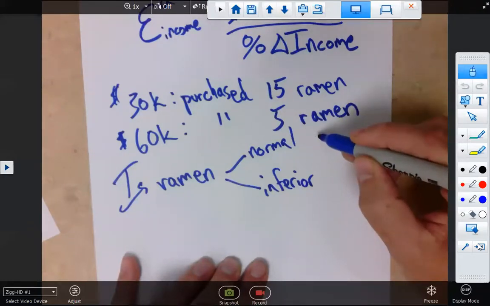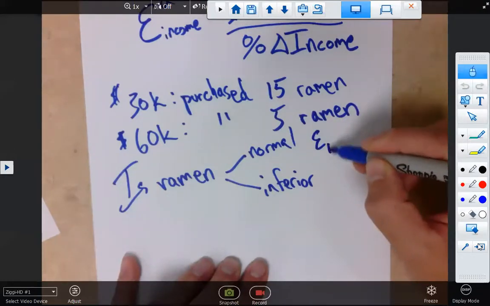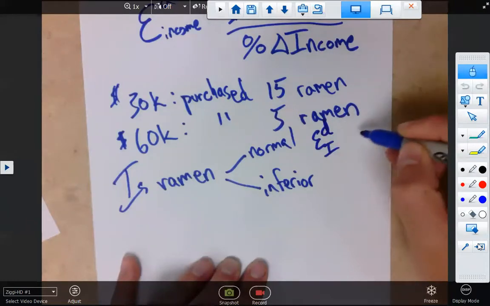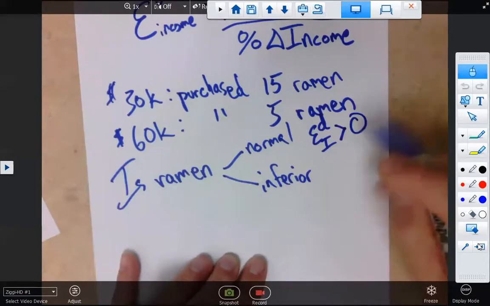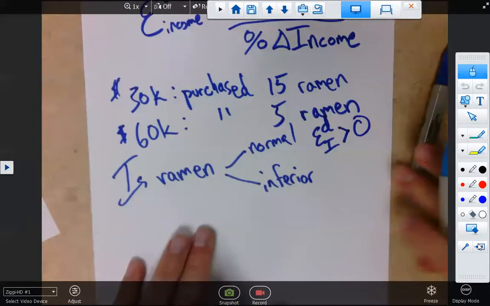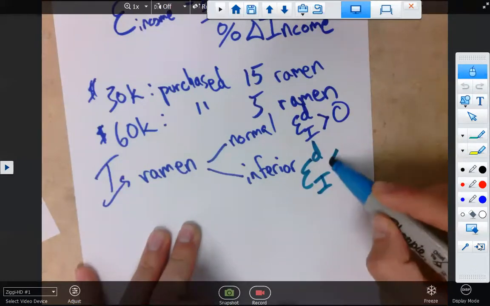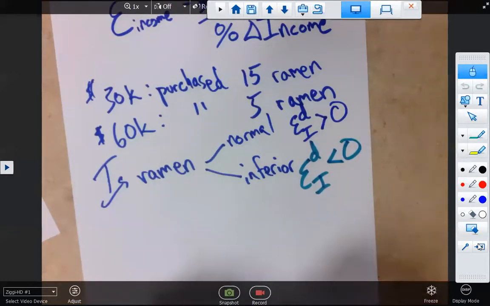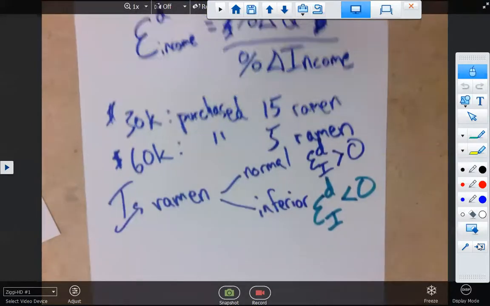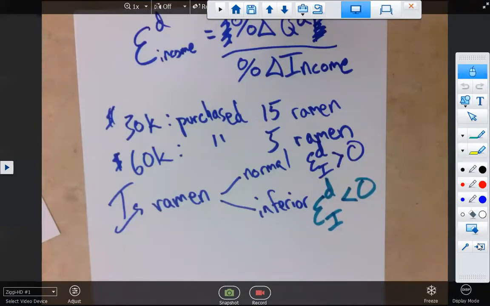Well, if it's a normal good, then the income elasticity of demand would be positive. If it's an inferior good, then the income elasticity of demand is going to be negative. So let's go ahead and calculate that on our own and answer the question: is ramen noodle, according to this data that I collected about myself, normal or inferior?